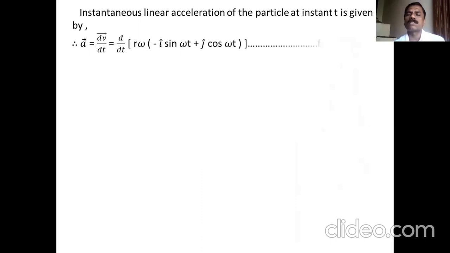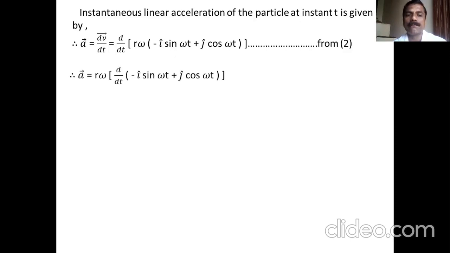If we know the velocity, then by taking the derivative of the velocity with respect to time, we can find out the acceleration. So a bar is equal to d by dt of v bar. Now we can put the value of v bar from equation 2. So you will get the relation d by dt of this value of v bar from equation 2. Again, you will find there are two terms. So how can we find the derivative here?